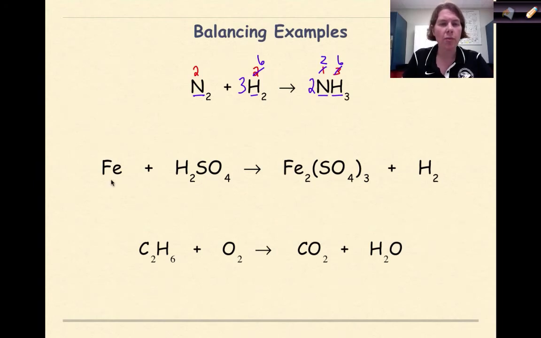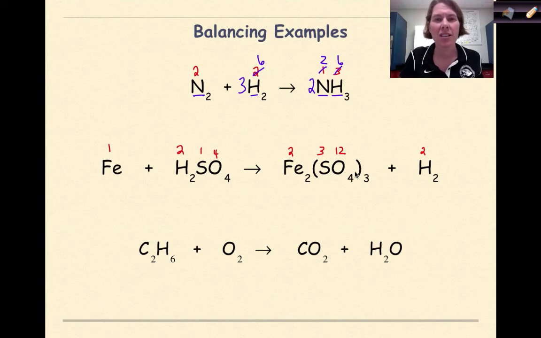We have iron metal plus sulfuric acid gives me iron(III) sulfate and hydrogen gas. Let's go through and again count our elements. 1 Fe, 2 hydrogens, 1 sulfur, 4 oxygens, 2 here. The 3 is going to distribute through, so 3, 12, and 2. But you notice I'm looking at this and I'm thinking to myself, is there a shortcut?